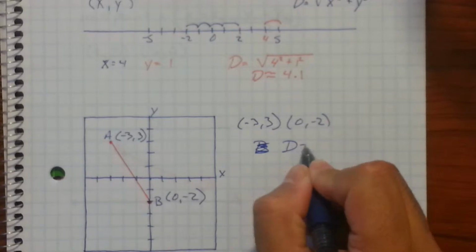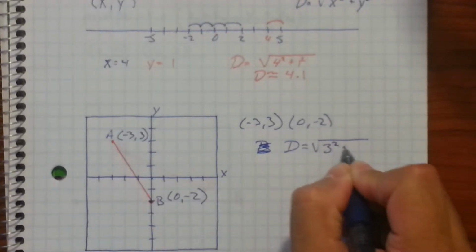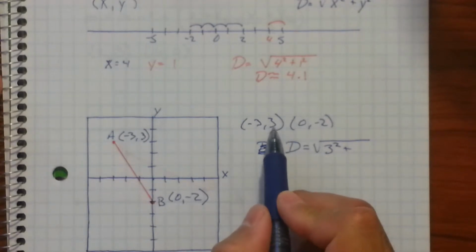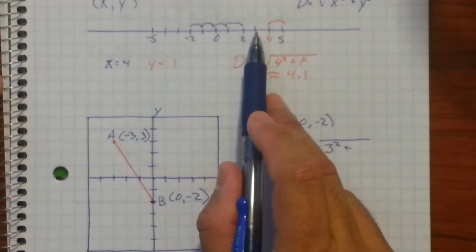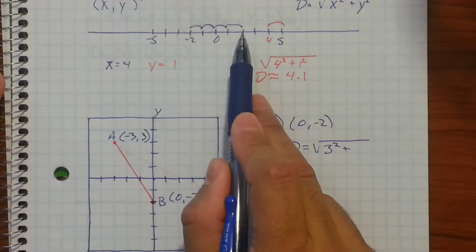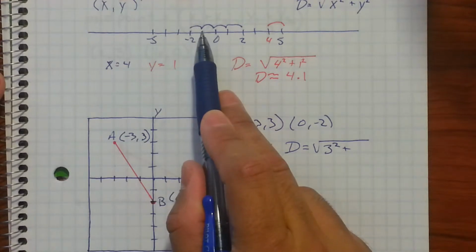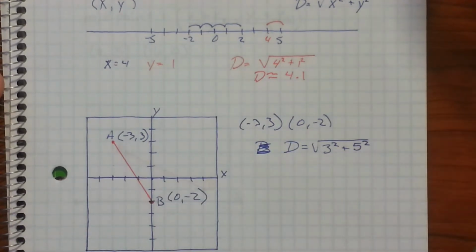So d equals square root of 3 squared plus, now do the same thing for this. How far is 3 away from negative 2? Let's see. Right here. Here's 3. We're going to count to negative 2. 1, 2, 3, 4, 5. So that's going to be 5 squared there.